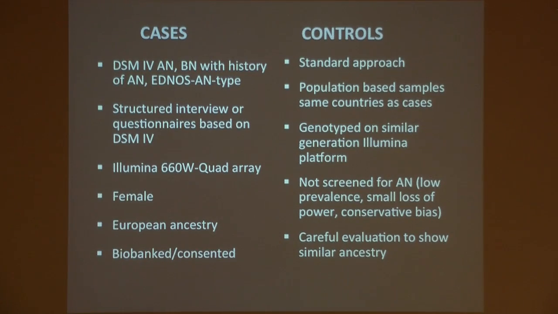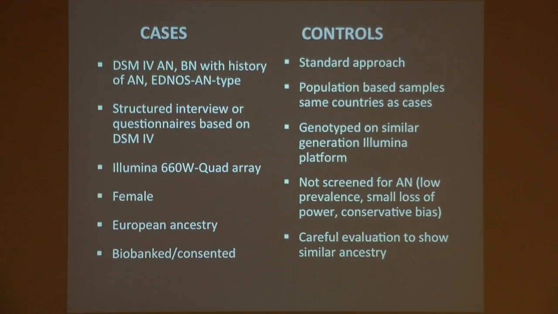Our cases were all DSM-4 anorexia nervosa or bulimia with a clear history of anorexia nervosa, or EDNOS of the anorexia type. All samples had structured interviews or questionnaires based on DSM. They were all female participants, they were all European ancestry, and they all had biobanked and consented DNA samples. We were not funded to do controls.